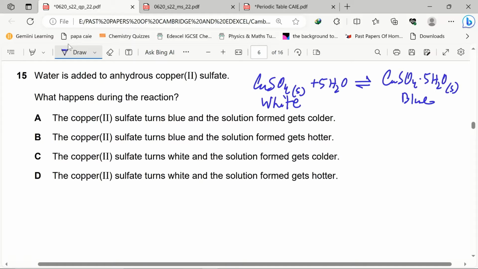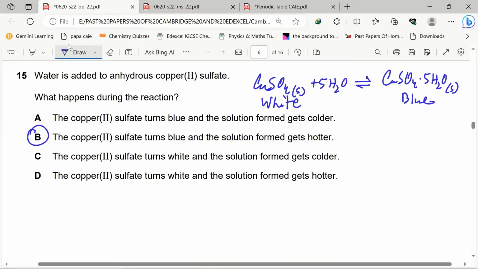When water is added, the copper sulfate turns blue, and the solution gets hotter. That is true, as the forward reaction should be exothermic. The copper sulfate turns blue, and the solution gets hotter. So B is the only correct answer. So it's from white to blue, and then the solution gets hotter. This is true.